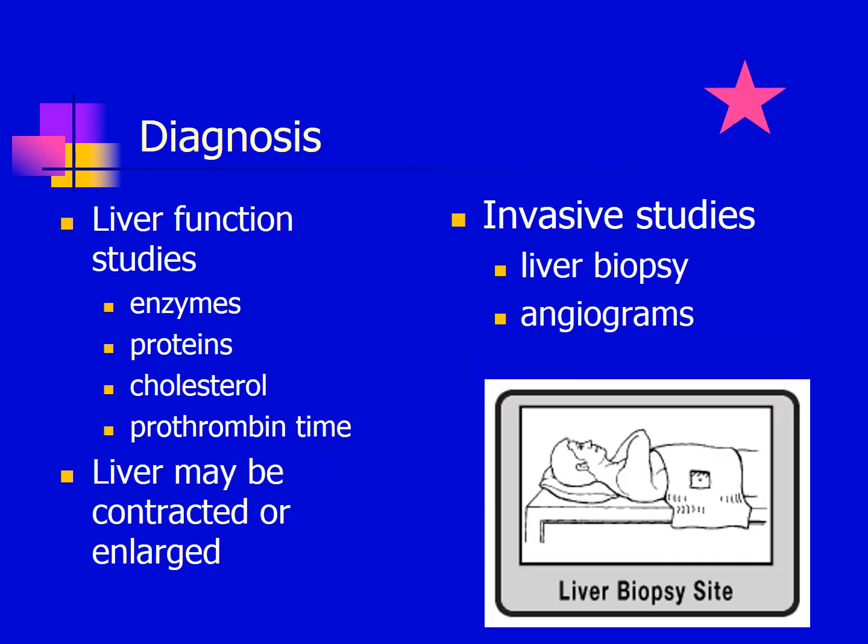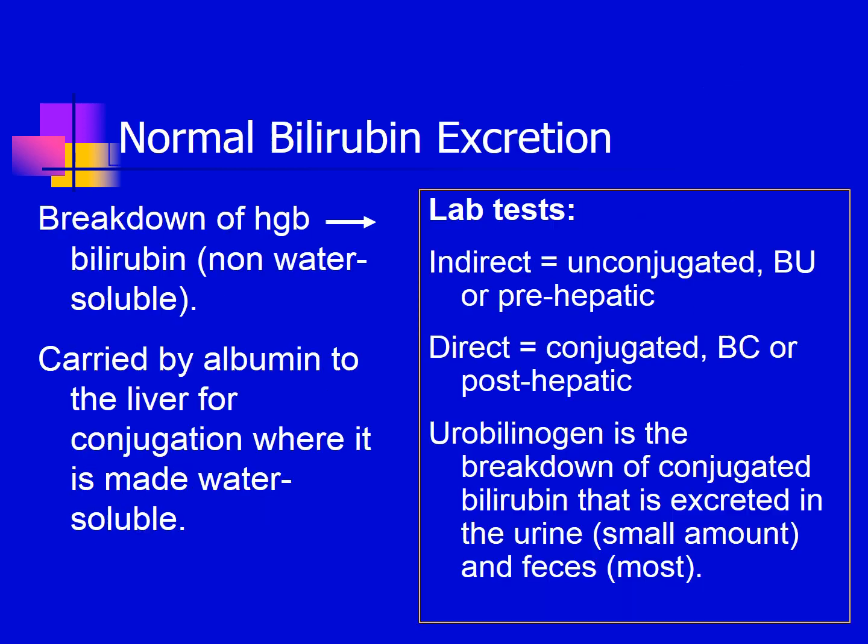Next slide. So what are some of the diagnoses? The same liver function tests that we were using before. You could do a biopsy to find out what's causing it. Maybe there's a tumor. So the liver function tests: enzymes, protein, cholesterol, prothrombin time, and when you palpate the liver, it may be enlarged. Next slide.